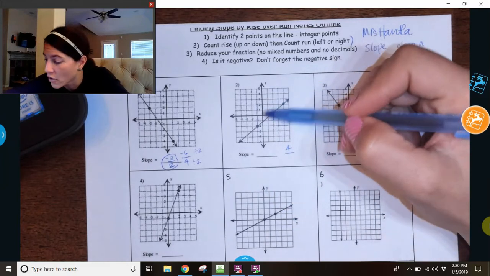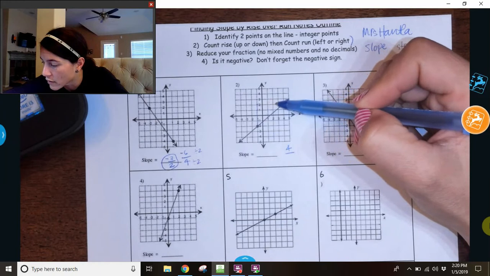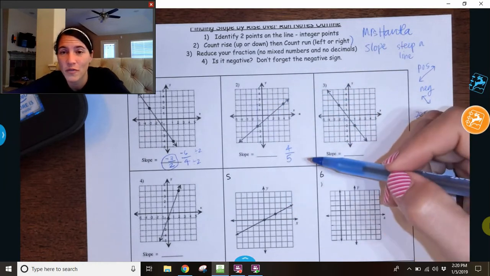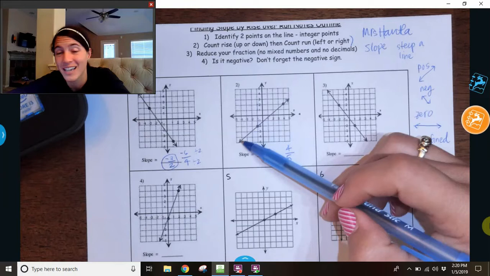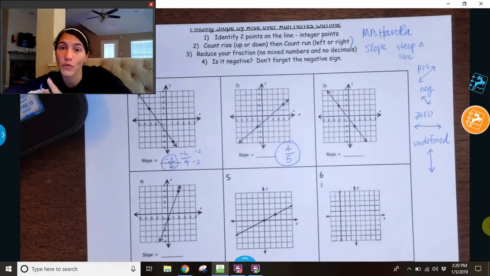And now I need to count over. Let me make sure I'm at the right. 1, 2, 3, 4, 5. So again, it's rise over run, 4/5. I can't reduce 4/5. It's positive, so my answer is just 4/5. So that's my slope, 4/5.